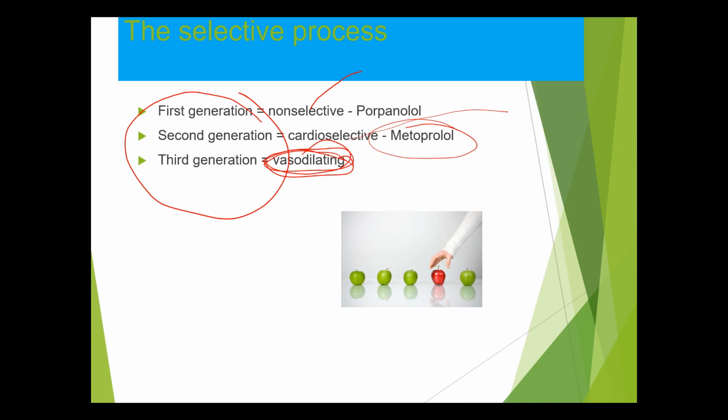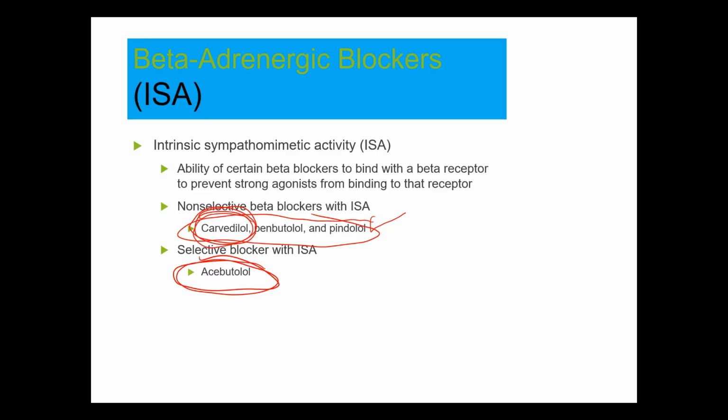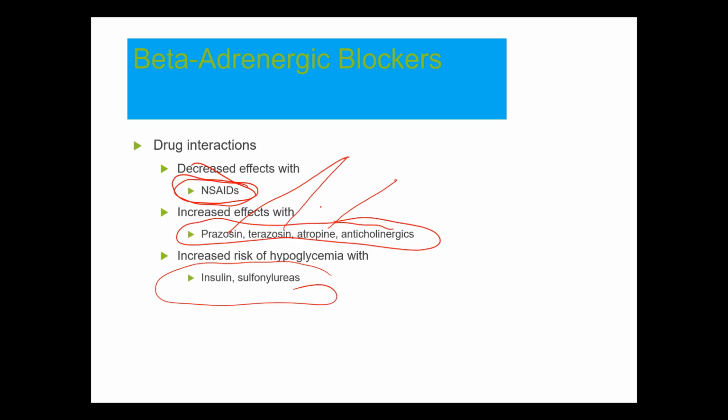We talked about first, second, and third generations, and these work on what's called the intrinsic sympathomimetic activity. It's certain beta blockers bind with the beta receptor to prevent strong agonists from binding to that receptor. You don't need to know that for your exam. I just really want you to know beta blockers overall and how they can affect the body, the beta receptors. There's some non-selective versus selective. So carvedilol, pindolol, penbutolol. I don't see this one used too much anymore.